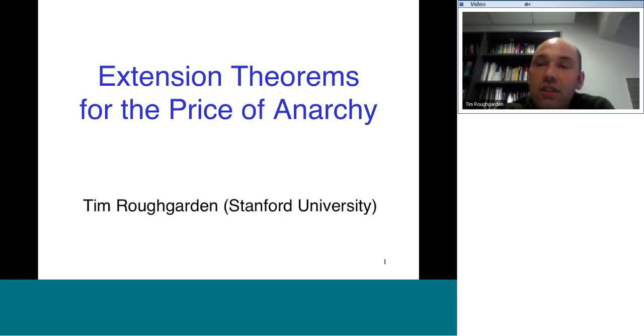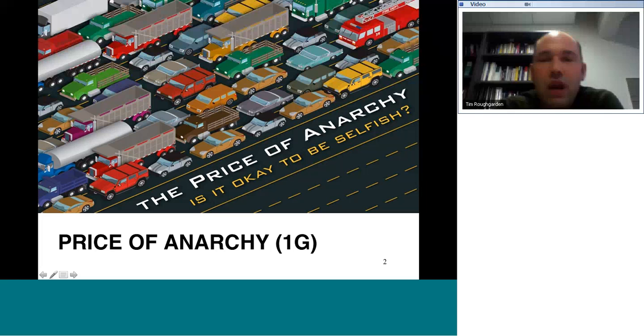So at the beginning of the talk, I want to review what I think of as first generation results on the price of anarchy, so we're all on the same page. I'll give you the precise definition, give you some concrete examples to keep in mind throughout the talk. But I want to focus mostly on what I think of as second generation results on the price of anarchy, where the main theme is you want guarantees, approximation bounds that hold beyond just the Nash equilibrium.